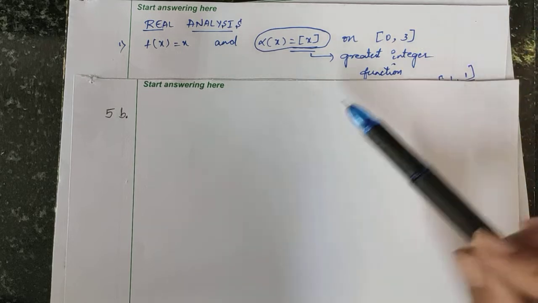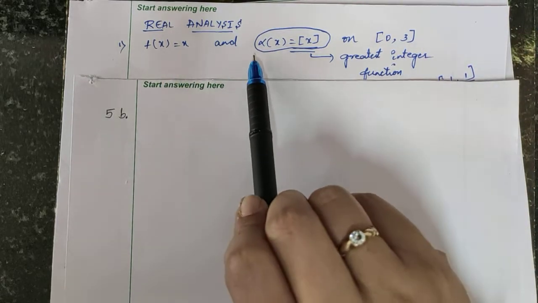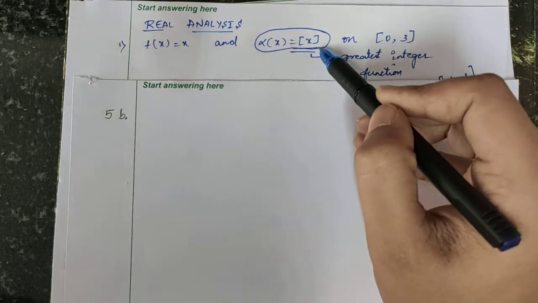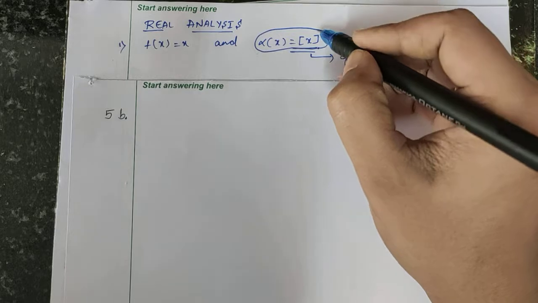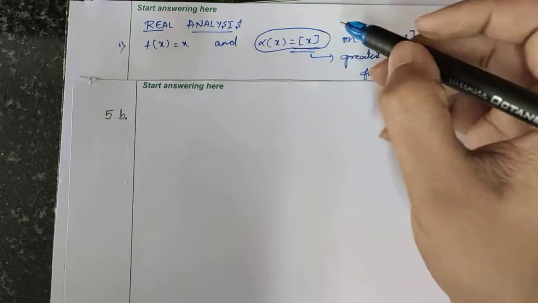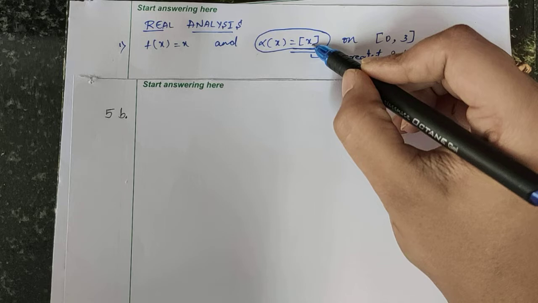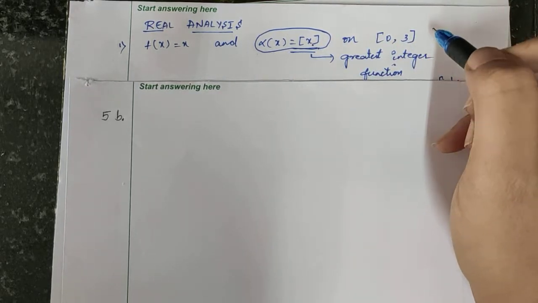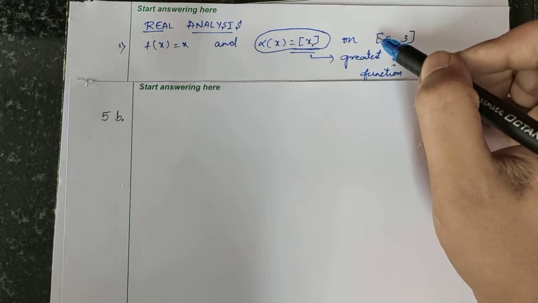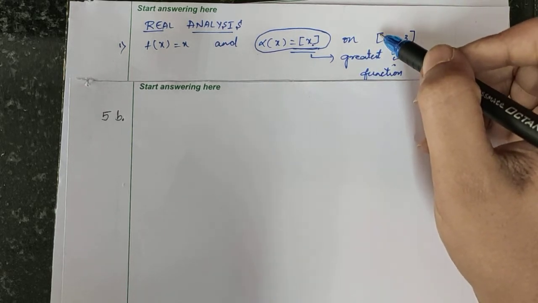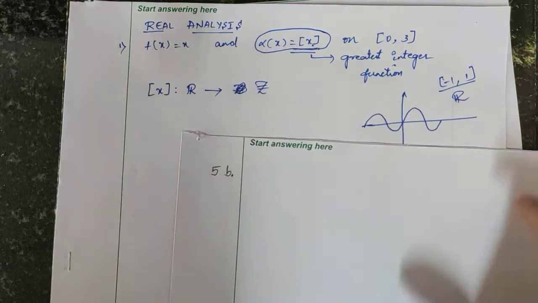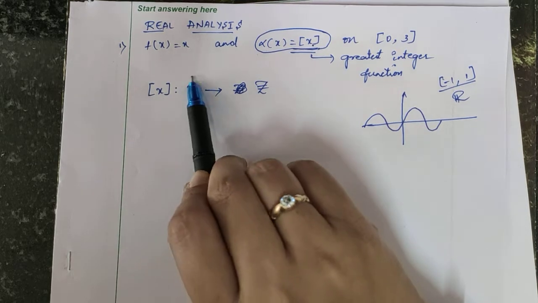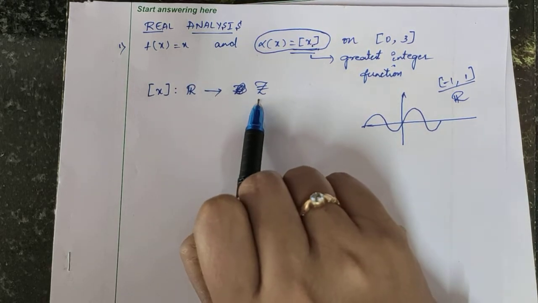The next problem is f of x is equal to x and alpha of x, which is nothing but a monotonically increasing function, is nothing but [x]. If I have denoted x in this bracket, this is the greatest integer function, within the interval, that is the closed interval 0 to 3. So the greatest integer function is actually a mapping from real numbers to integers. That means I can define that as the greatest integer function, and here the domain is R and the range is integers.